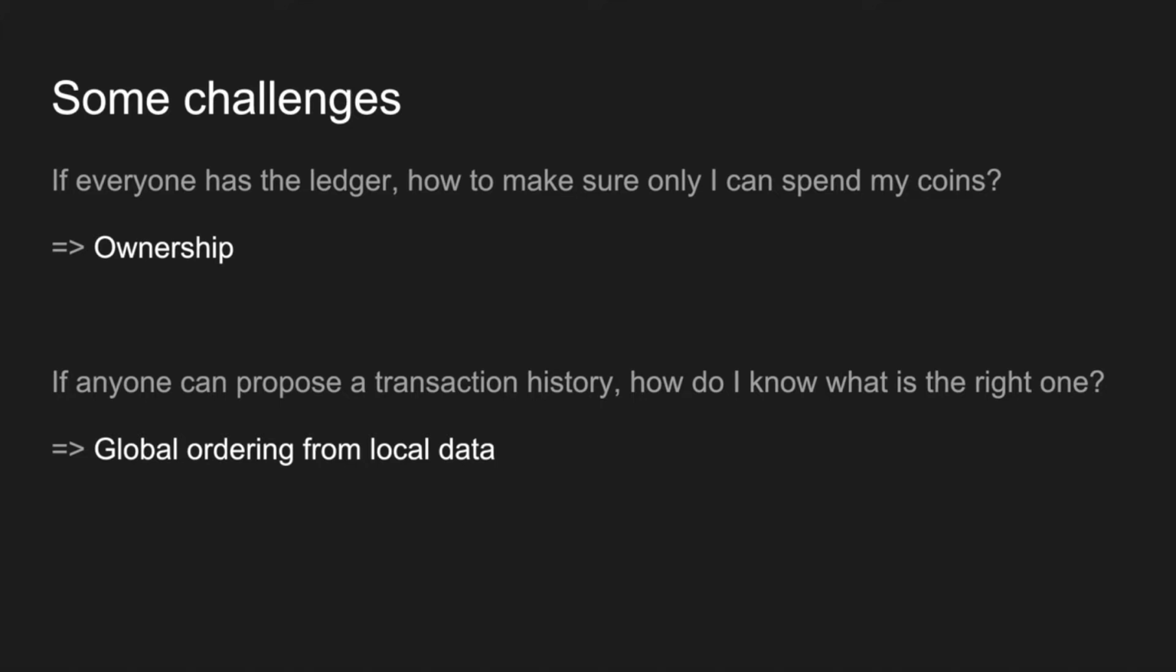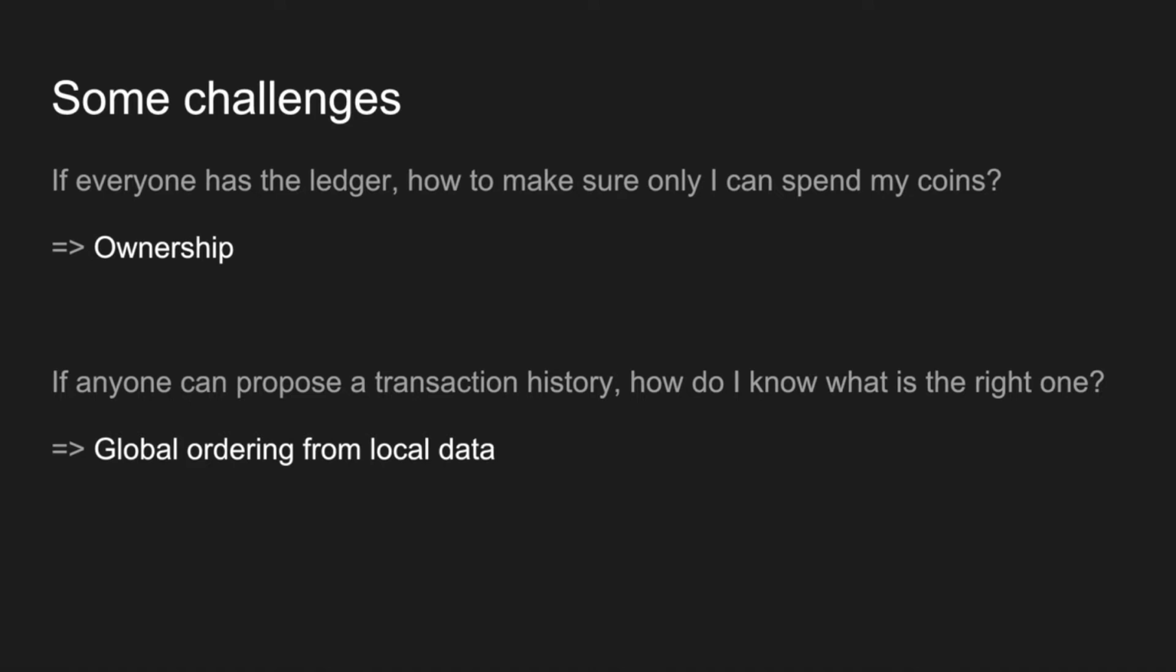So like I started sketching, there are some challenges here. The first one is if everyone has their own ledger, how do I actually know what the real ledger is? How can I make sure that only I can spend my coins and you can't spend my coins? Because you could imagine if I have the ledger for you and I say, oh yeah, let me change this 200 to a 20 and then move the coins over here to myself. Well, I just stole all your coins. So we need some notion of ownership and some way to build that into the protocol.